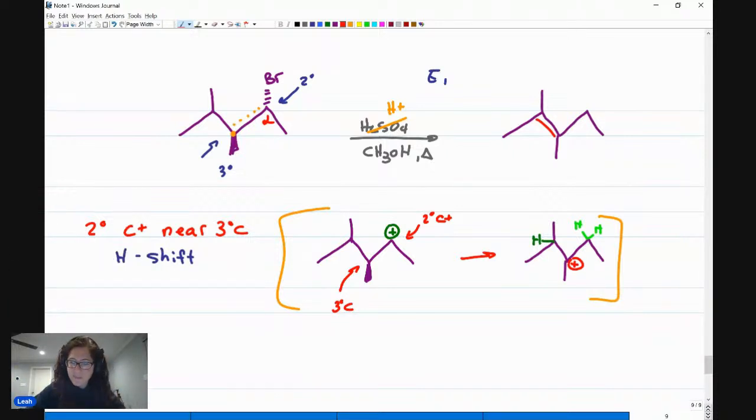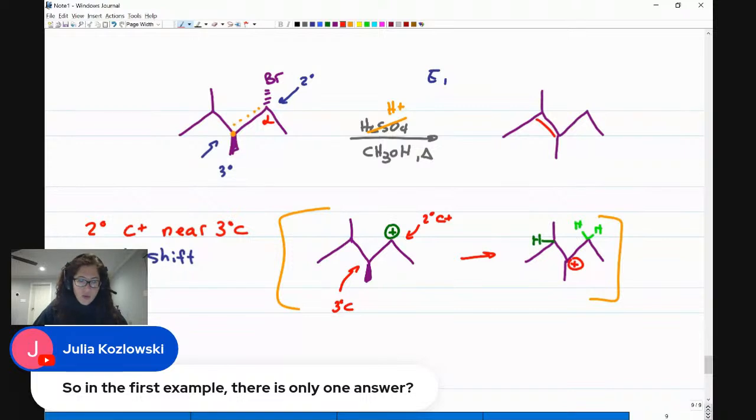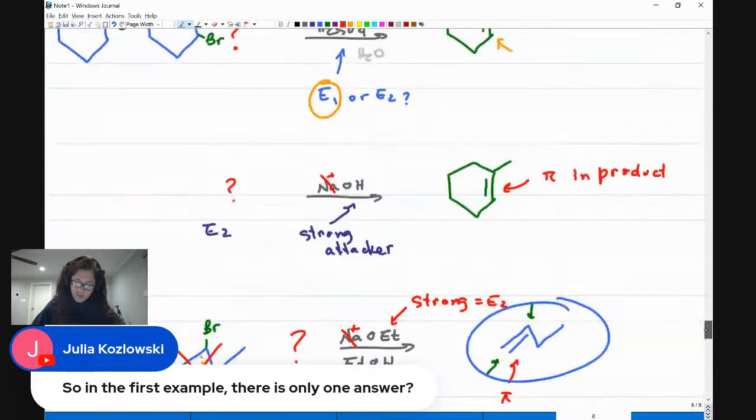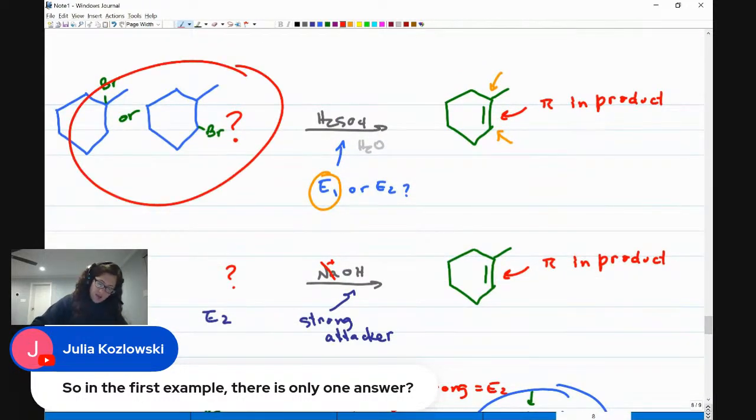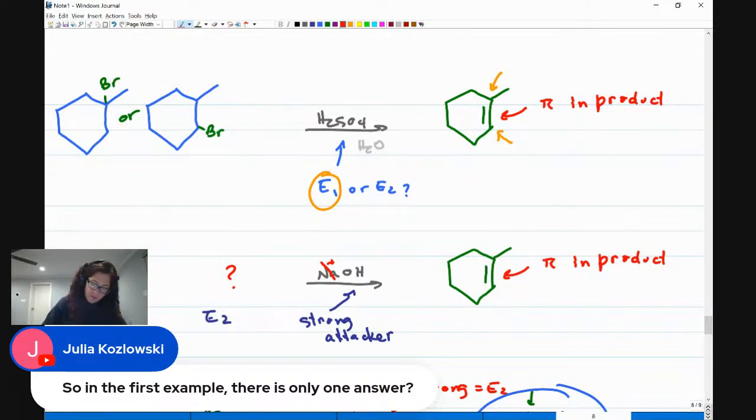I love it. Question. For the first example, there is only one answer. First example. I don't know when you type that, so I don't know. Oh, for this one right here, the answer is both. So in both cases, the answer is both, and that's why I put or. I assume that's where you wrote it.